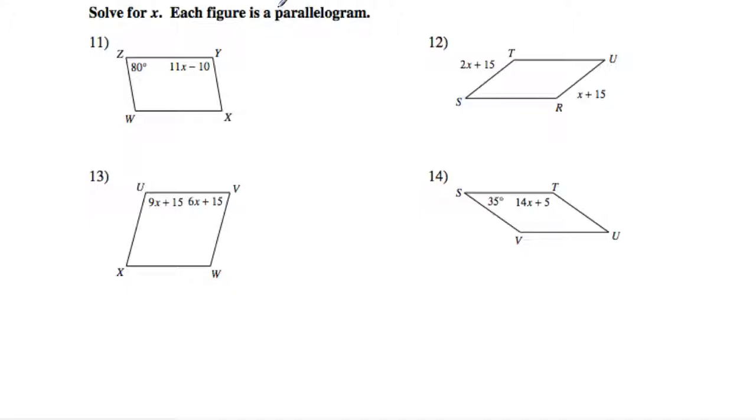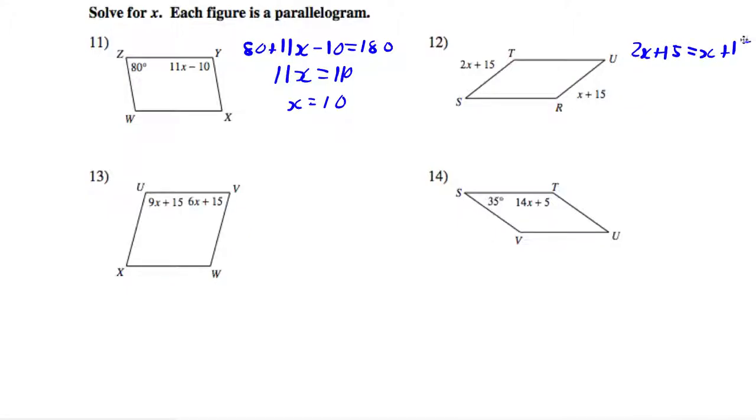We can also throw in some algebraic expressions. So here, 80 plus 11x minus 10 is equal to 180. So if we subtract 80 from both sides and add 10, we get 11x is equal to 110. So x is equal to 10. For number 12, opposite sides here, so they must be congruent. So 2x plus 15 equals x plus 15. If I subtract 15 from both sides, I get 2x is equal to x. If I subtract x, I get x is equal to 0.